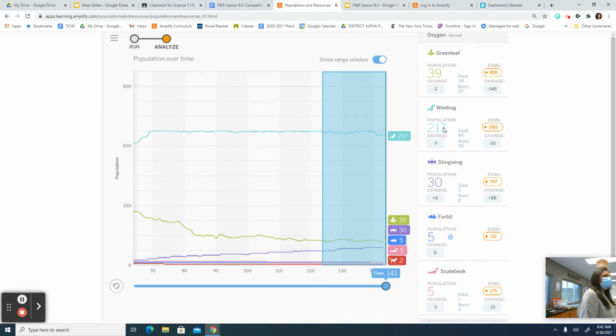So my population, wee bugs, when you look at this over here, it gives you your population, and then it gives you your change, how much the population changed throughout time. And so my wee bug population went down by 7. And my stingwing population went up by 6. That's what my data says. Plus 6 and minus 7.